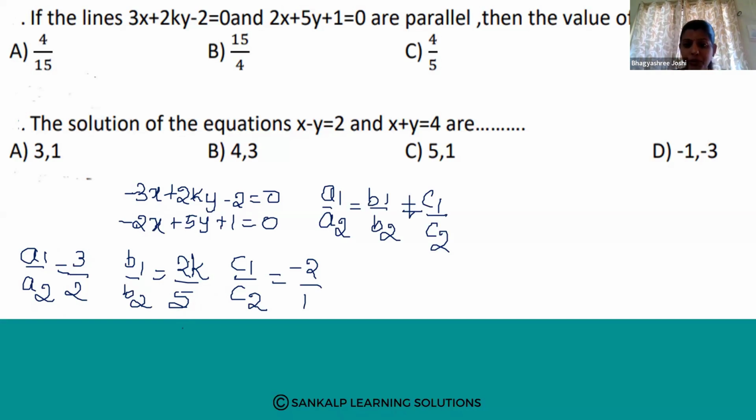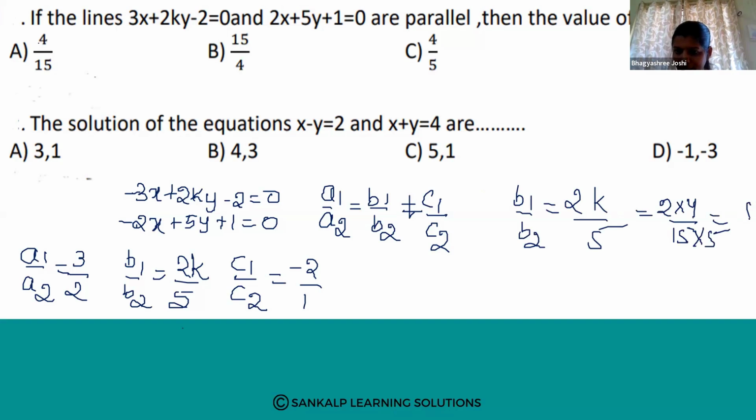So for that, which value I need to substitute here? In order to get 3 divided by 2, which value I need to substitute? So for that, see, B1 divided by B2 is equal to 2k divided by 5. So go through the options. So 4 divided by 15. If I substitute 4 here, 2 into 4 divided by 15, 5 is there. So 15 into 5. That means 8 divided by 75. So it is not possible.